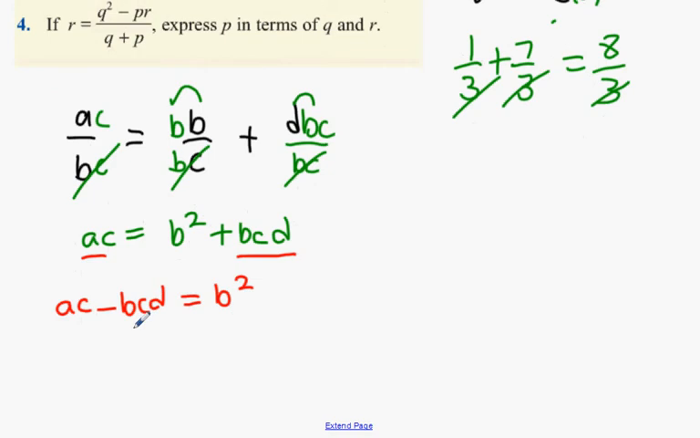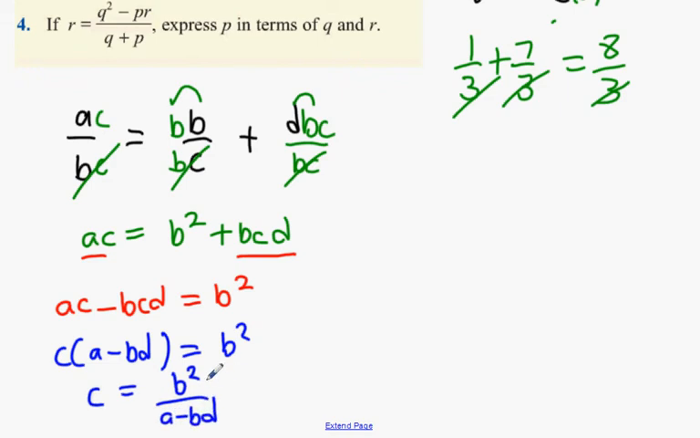Can anybody suggest a way to get the C out of there? Factorize. C multiplied by what gives you AC? A. C multiplied by what gives you BCD? BD. So C, when you multiply it by A minus BD, gives you B squared. How do you get C on its own? Where does the A minus BD go? Underneath. C equals B squared over A minus BD. Is that alright? Okay, we try another one now.